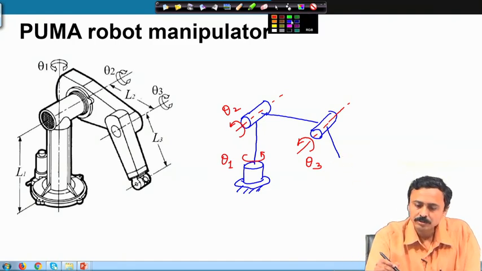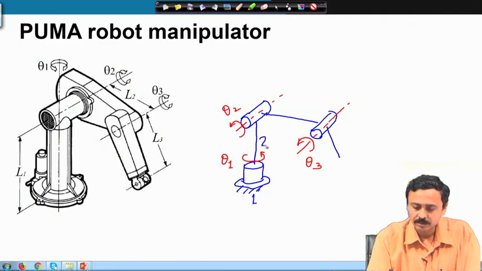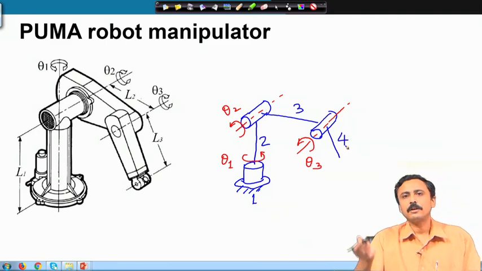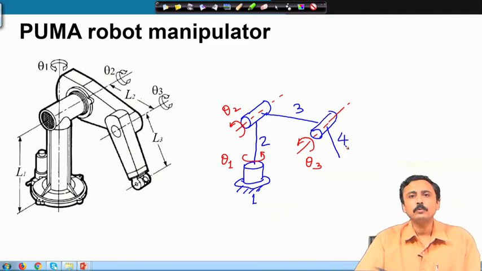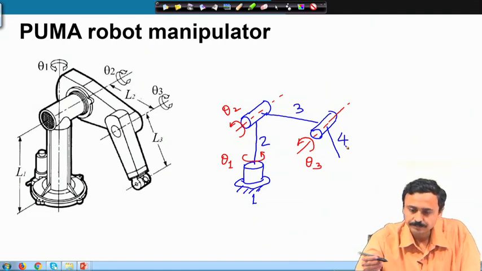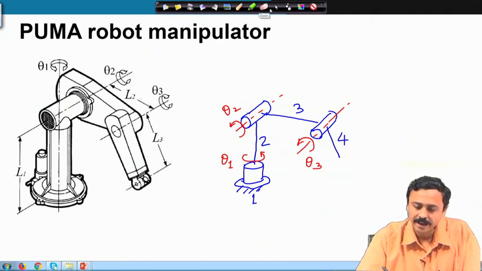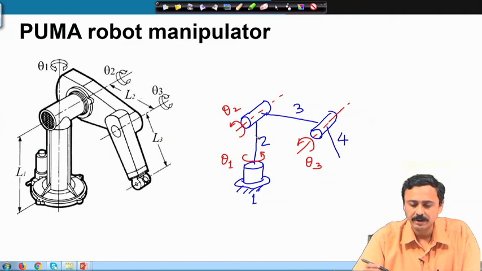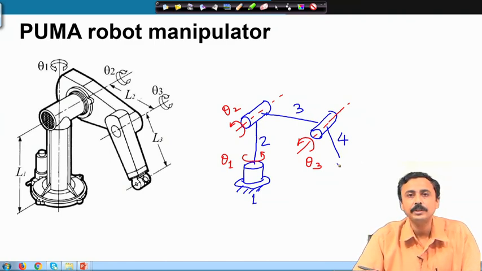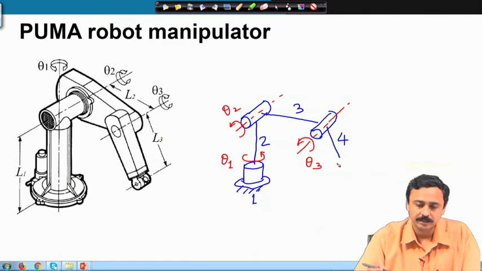Let me count the number of links. Ground is 1, 2, 3, 4. So, there are 4 links, and the fourth one is a singular link as well as the ground, which is also a singular link. And we have all revolute pairs in this kinematic chain. So, this is a 3R robotic chain.